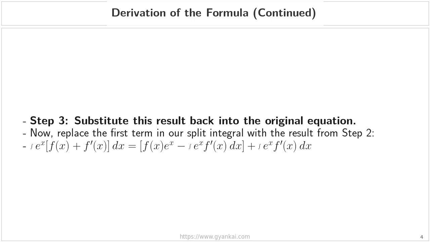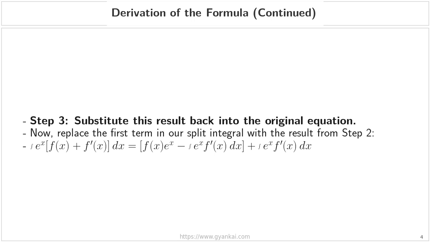We started with the integral of e to the power of x times the quantity f of x plus f prime of x with respect to x. We split that into two integrals, and then we tackled the first integral, the integral of e to the power of x times f of x. We found that this equals f of x times e to the power of x minus the integral of e to the power of x times f prime of x. Now, we're substituting that back in.